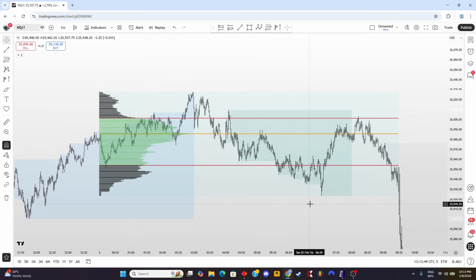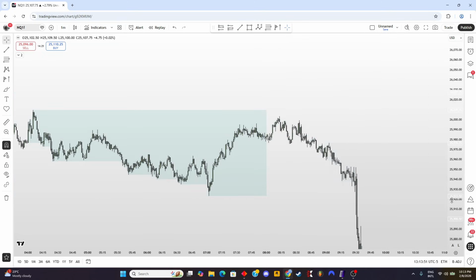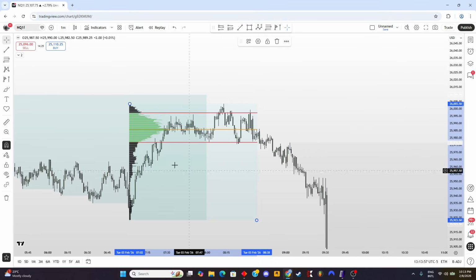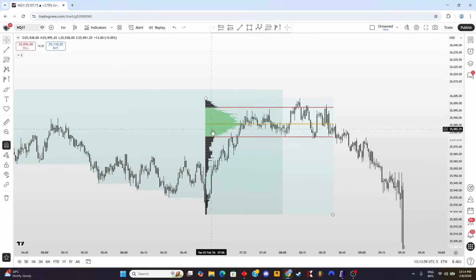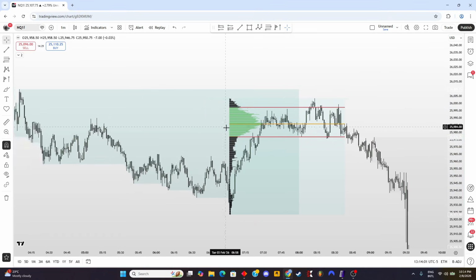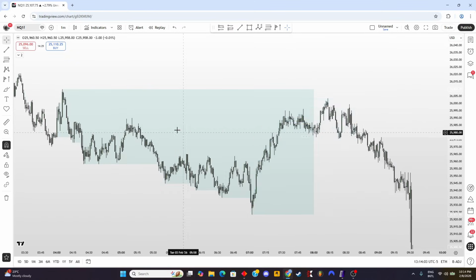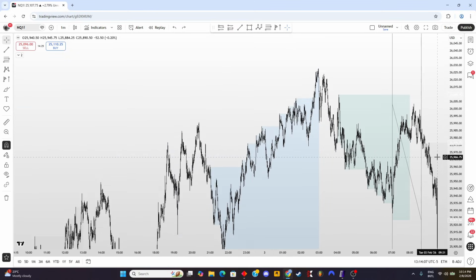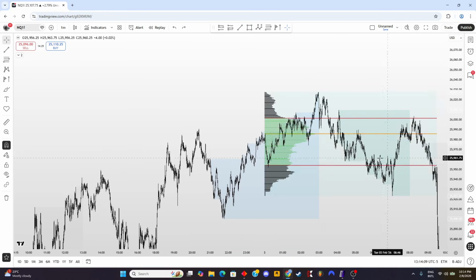Okay? Let me show you a P-shape example, just so there's no confusion. Okay, this is what a P-shape looks like. Look at this, right? But I'm not going to explain what you do with this profile. So let me just go back and redraw the volume profile.